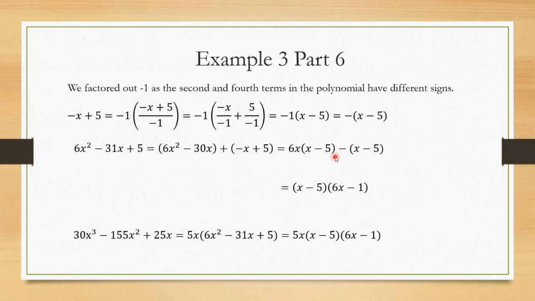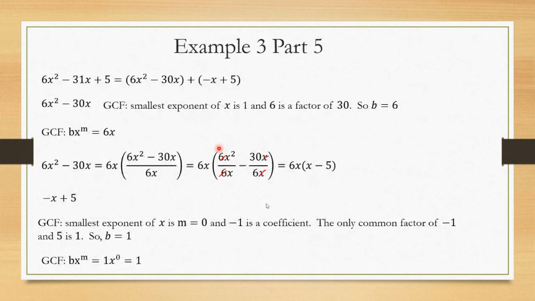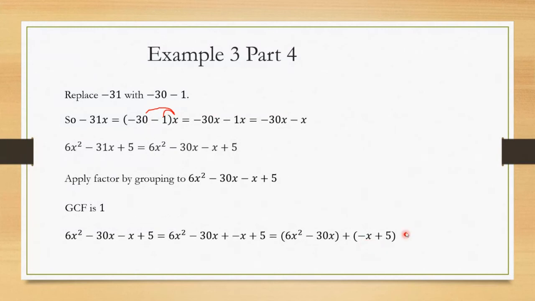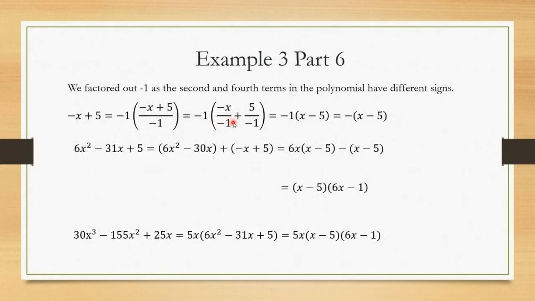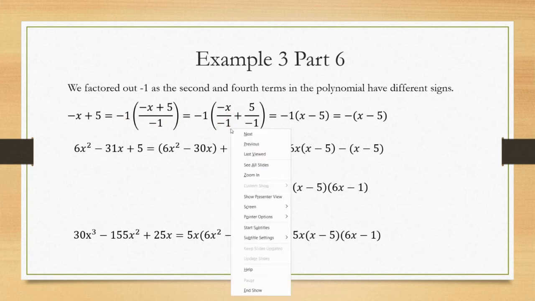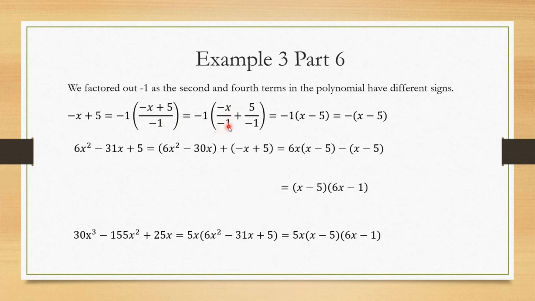Now, as I said before, we have to factor out a negative from the second group, because the second and fourth term have opposite signs. So that's what I'm doing here. We're going to factor out negative 1. I bring the negative 1 in front, and I divide to see what's left over. For the first quotient, negative x over negative 1 is just x. Negative over negative is positive. 5 over negative 1 is negative 5. So we get negative 1 times x minus 5, which is the same as this.